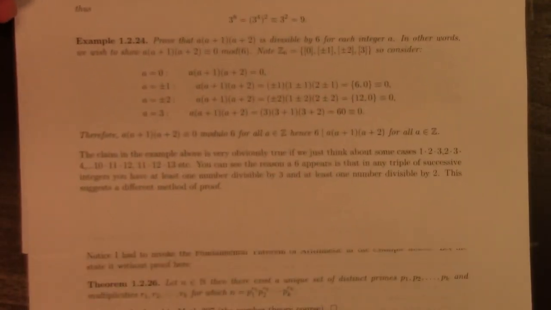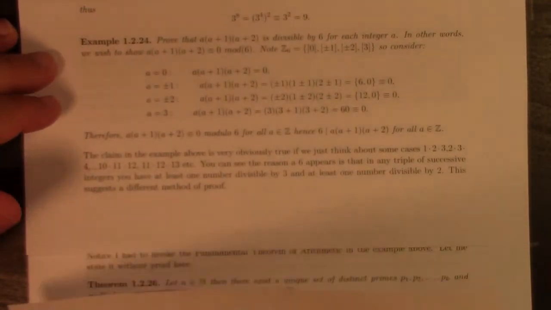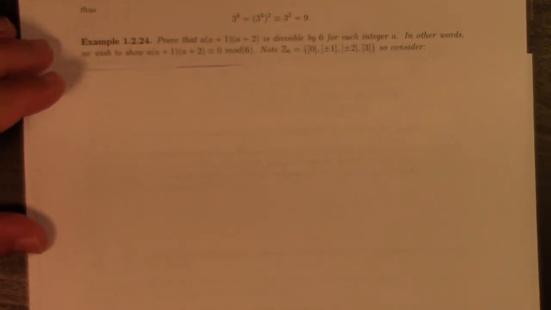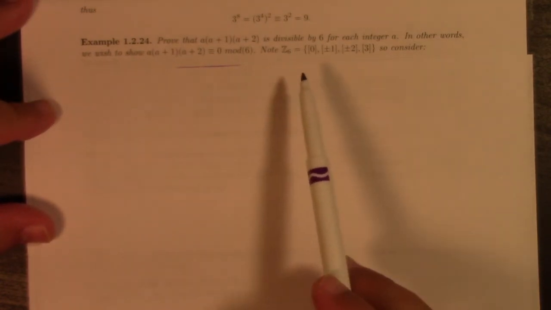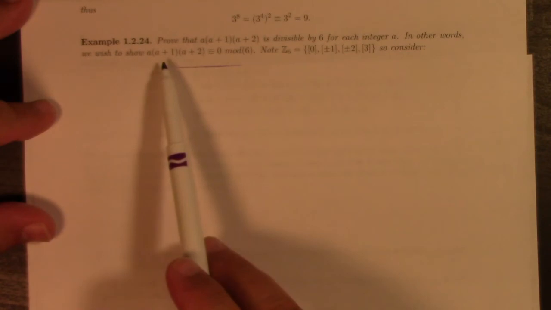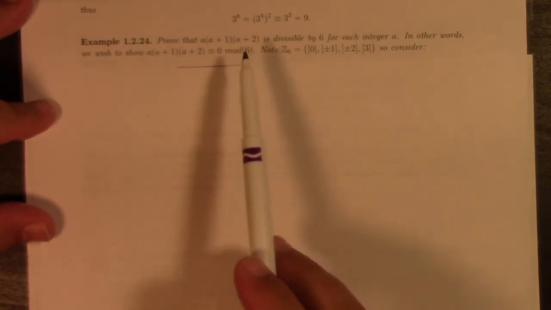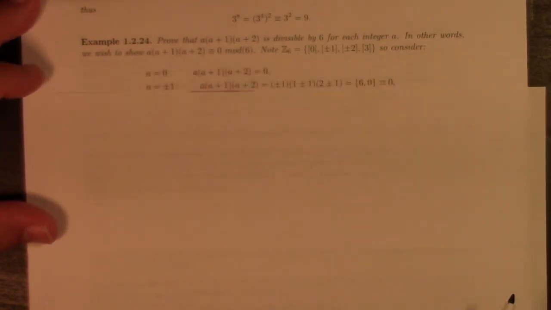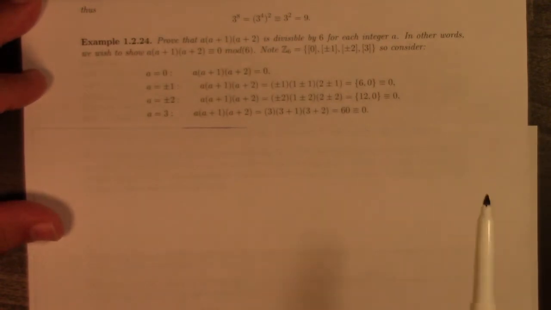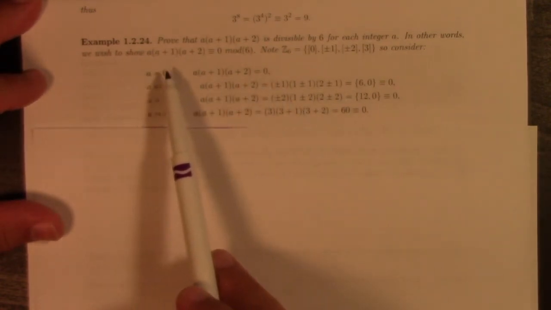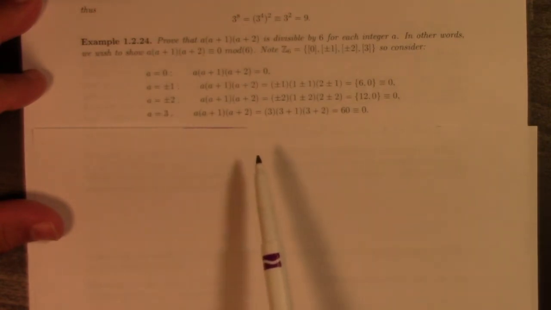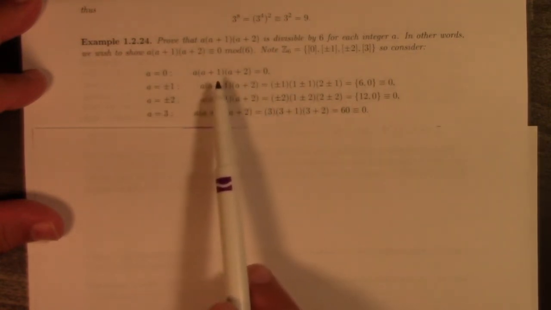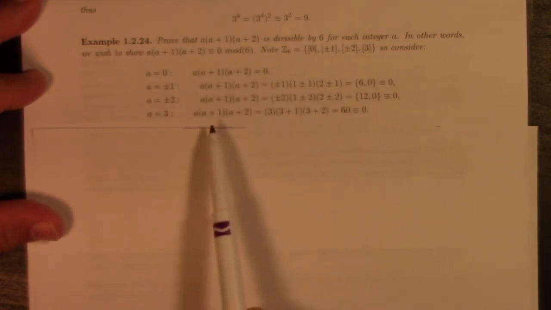Talk a little bit more about this example 12.24 because it's kind of more interesting. Prove that the product of a, a plus 1, and a plus 2 is divisible by 6 for each integer a. In other words, we wish to show that a times a plus 1 times a plus 2 is congruent to 0 mod 6, all right? So what I do is I just plug in the different cases: we either got 0, plus or minus 1, plus or minus 2, or 3. And so when you plug those in, you get 0.